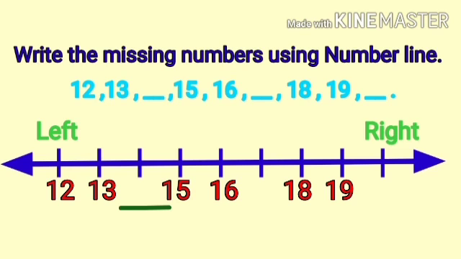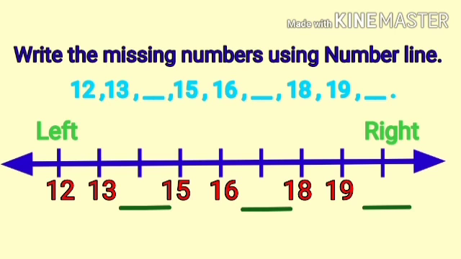Similarly, between 16 and 18, we have only one blank in the given numbers. So, we should use a single space between 16 and 18 on the number line to write the missing number. Understood, children? Again, after 19, we have one more blank in the given numbers. So, we should leave one more space after 19 on the number line to write the missing number.